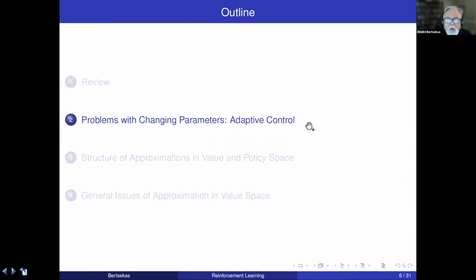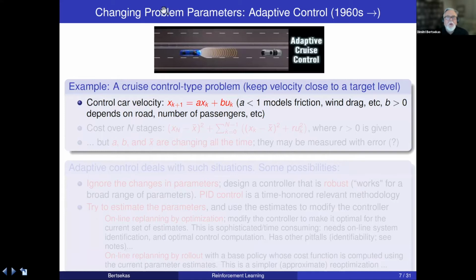So let's go into adaptive control. We have a problem where the parameters change, the parameters of the system equation, and perhaps the probability distribution involved in the problem. And so the problem is changing on us. And the question is, how do we deal with that? And how do we adapt to it? And that's the subject of adaptive control, a very old methodology with a rich history of practice and theory.